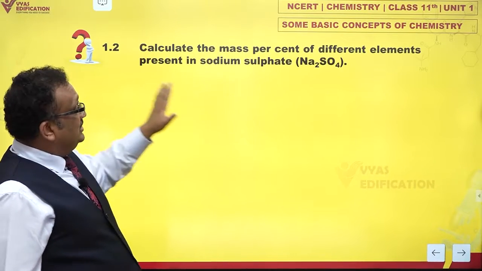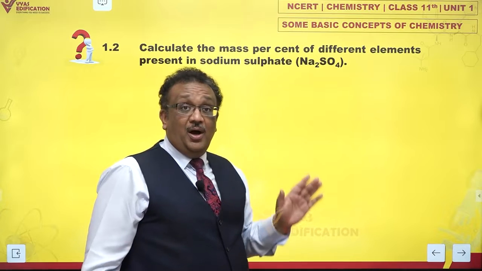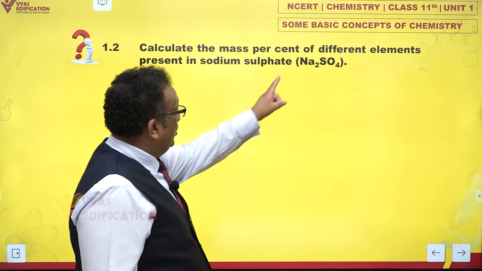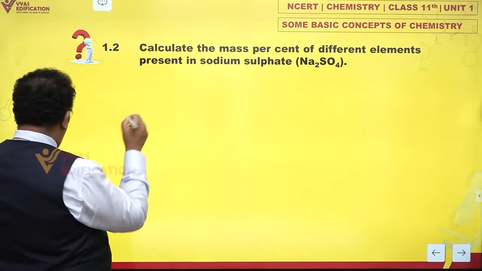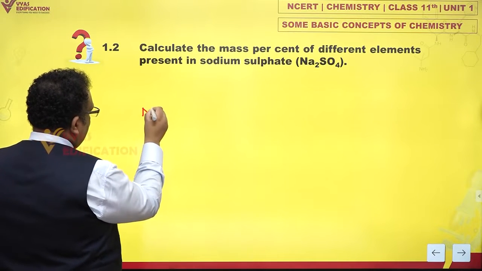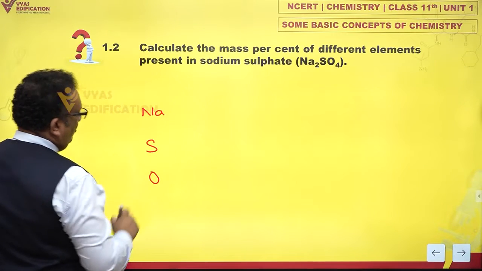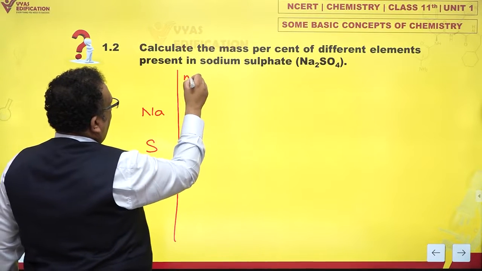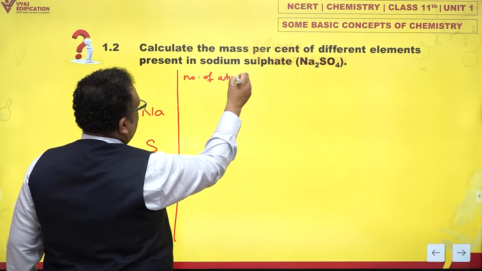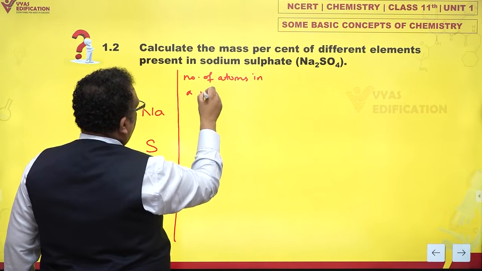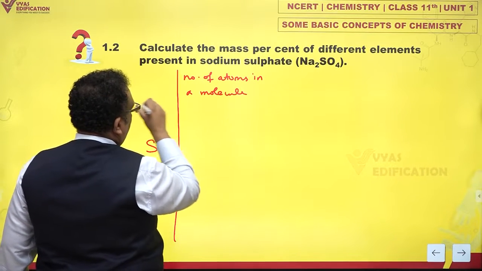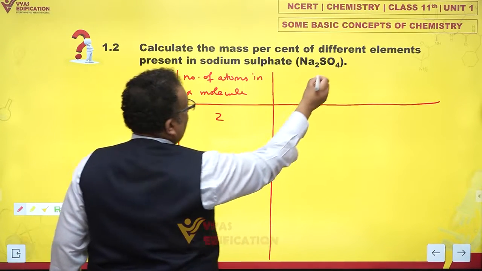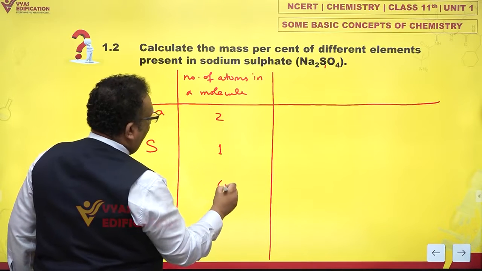So, all we need to do is, first we have to find out what is the mass of each element in sodium sulphate. Let me write down what all I have: sodium, sulfur, and oxygen. Number of atoms in a molecule, yeah, formula unit. How many atoms of sodium are there? Na2. So 2 atoms of sodium, 1 atom of sulfur and 4 atoms of oxygen.